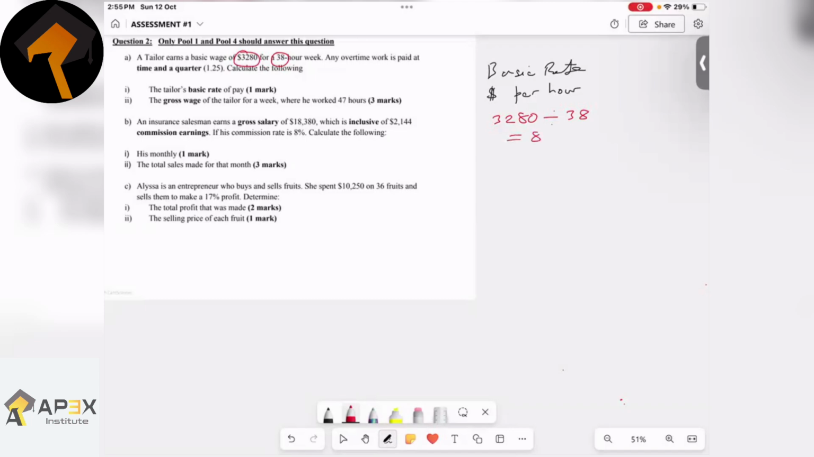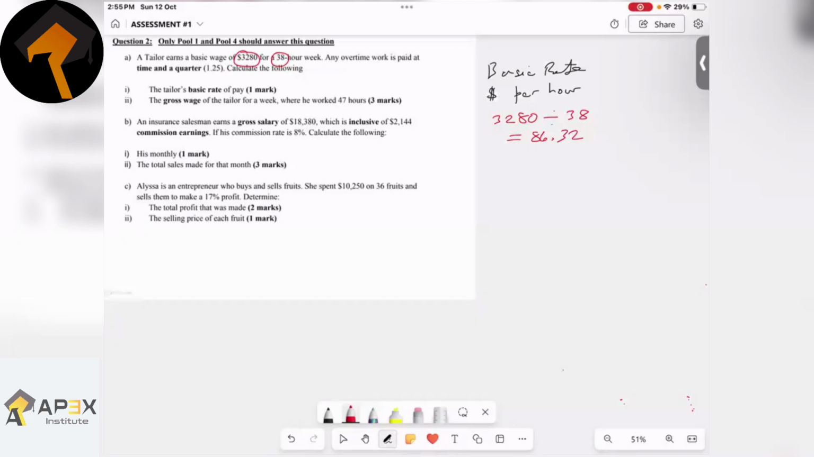simply would have been about, let me just grab my answer sheet here. I don't want to have to run to my calculator every second because I do have the answer sheet here with me. So this would have worked out to be $86.32. And that's it, guys. That's all that you needed to do. Divide the 3,280 by 38.